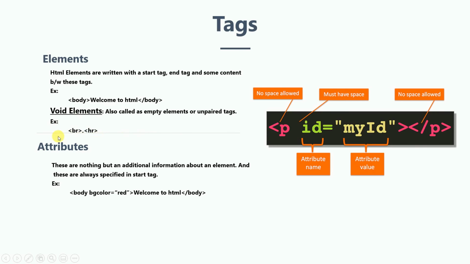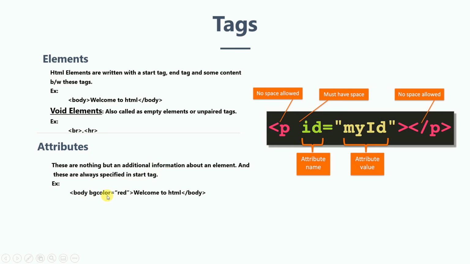And coming to attribute. What is an attribute? These are nothing but additional information about these elements. And these are always specified in the starting tag. In the body tag, here I have written bgcolor equal to red. This bgcolor is called an attribute. It specifies the additional information about this body tag. That's why this is called an attribute.